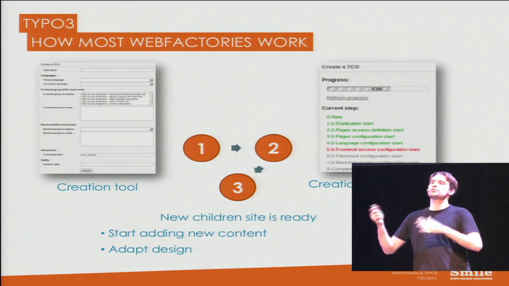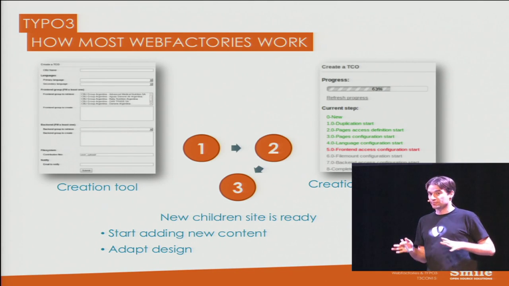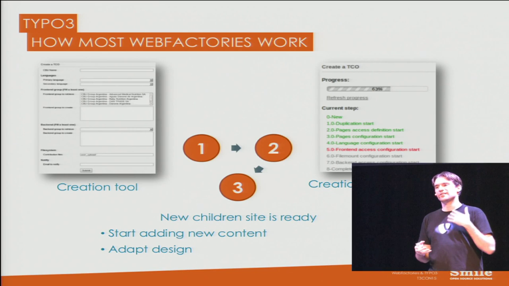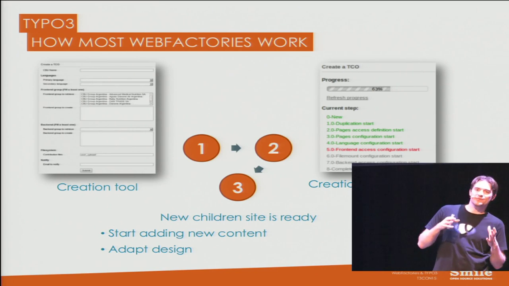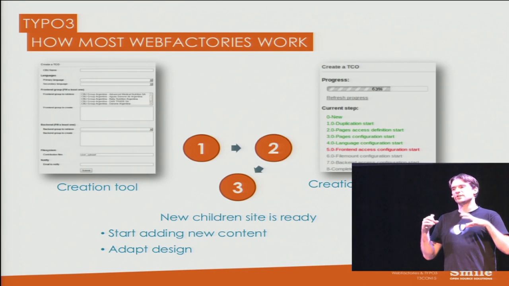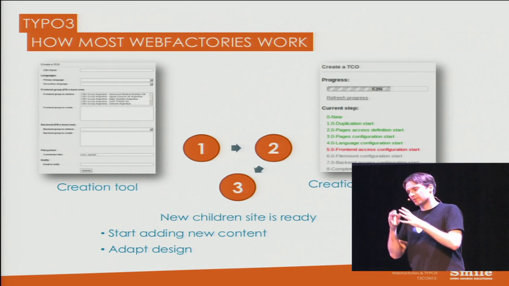So it's not a 1, 2, 3 step, it's more a 1, 2 step. And when your website is created, your children website, you can start managing your content and adapt the design. So it's a kind of the step 2 of the web factories. You manage deployment, you can have some linking on maybe user management, but almost not on content.